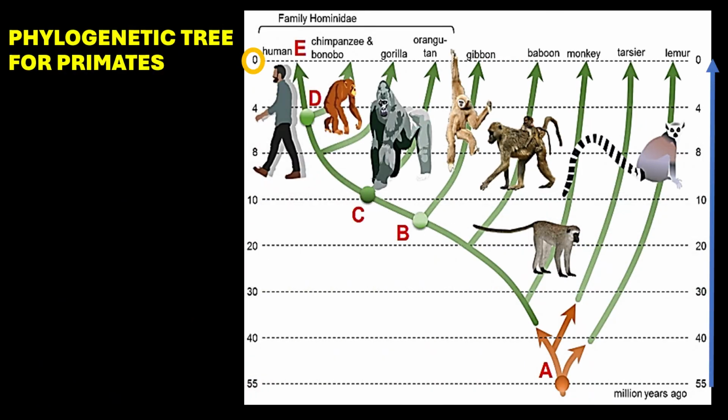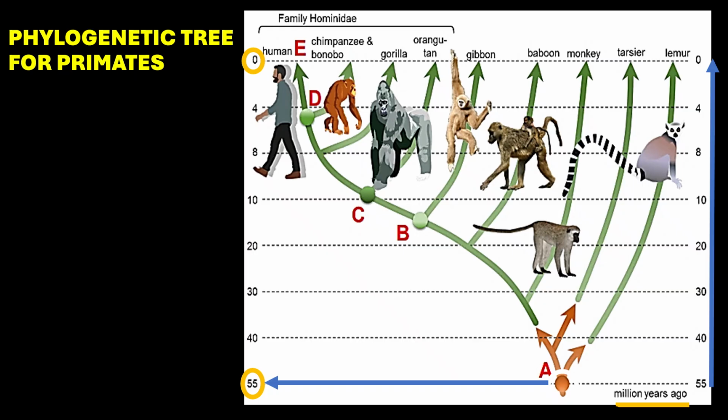So if you take a phylogenetic tree, you will discover it consists of time, and you have to check the unit of measurement. Over here, time is measured in millions of years ago, and the bottom starts from 55 million years ago, and that is A. A is the common ancestor that existed 55 million years ago. It is from this ancestor that we have all these individuals here: humans, chimpanzee, gorilla, orangutan, gibbon, etc.